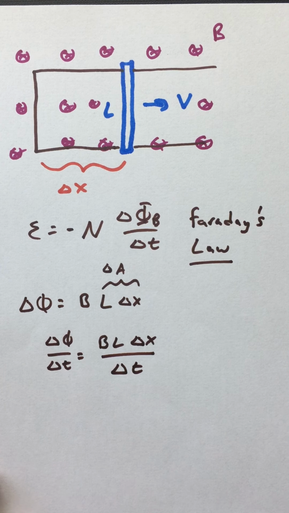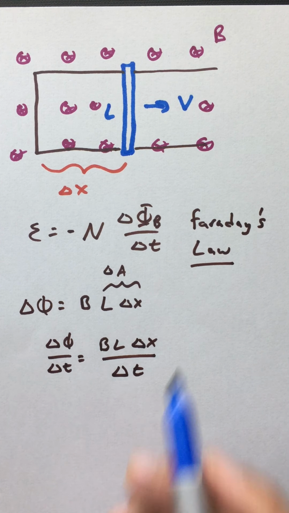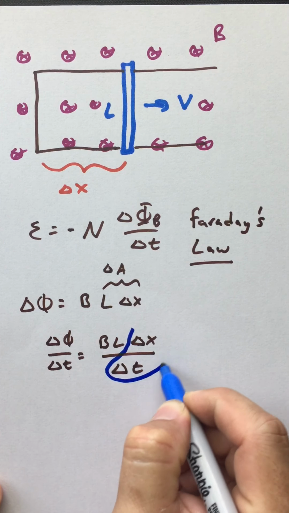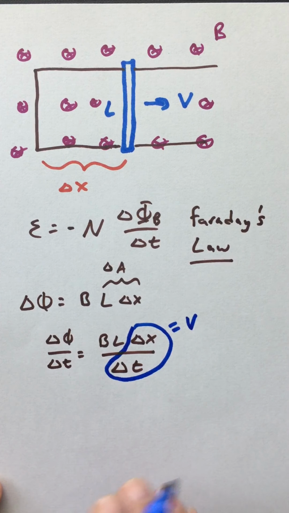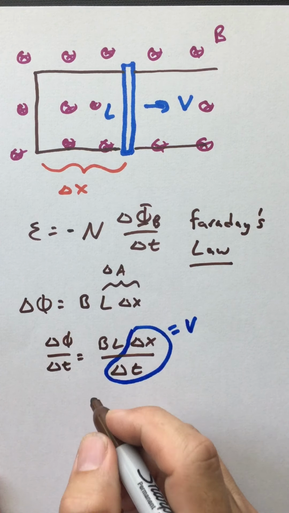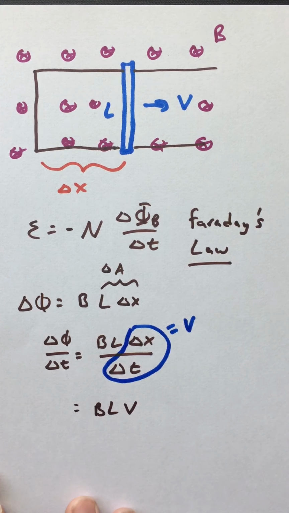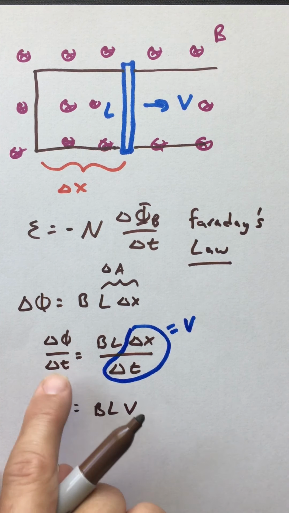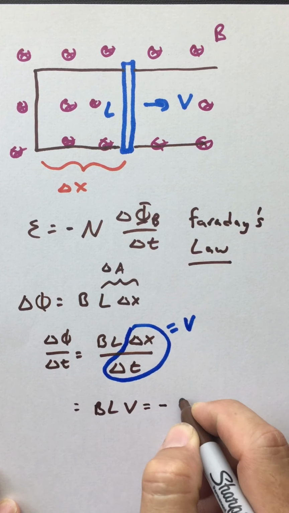Fair enough. Well, look what we have here. If I just do a little grouping, delta x over delta t, I hope we still recognize that as the speed of this object. That is the speed of the bar here. So it looks like I can just rewrite this as B L v. Now, according to Faraday's law, this has got to be equal to the negative EMF.